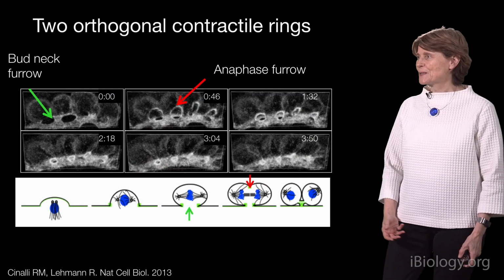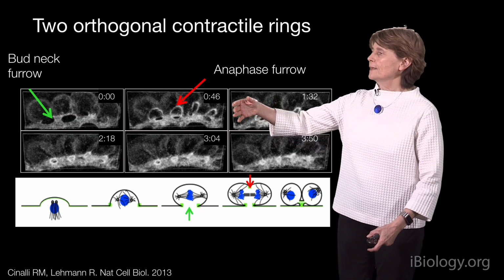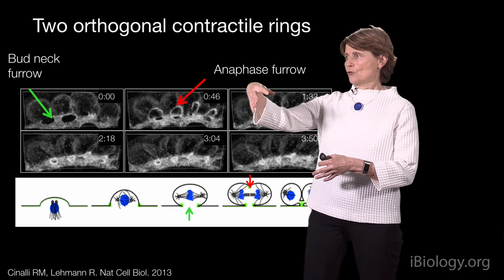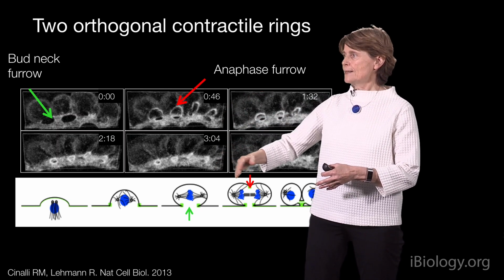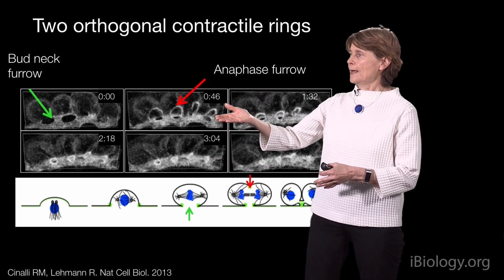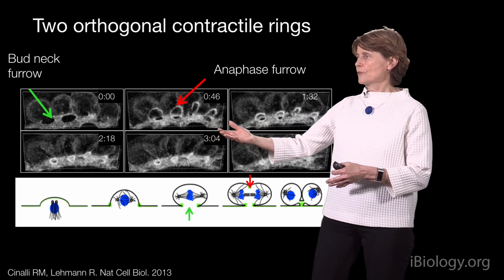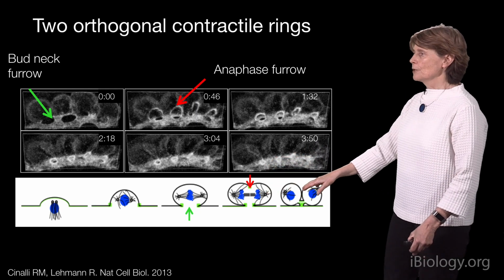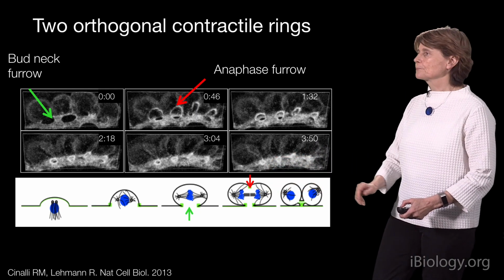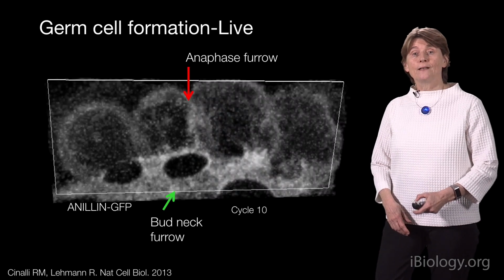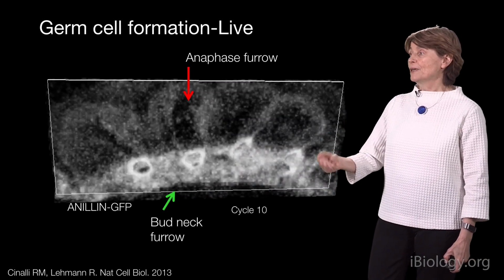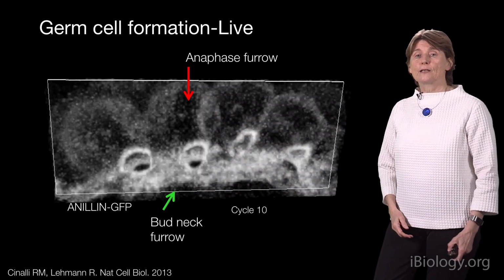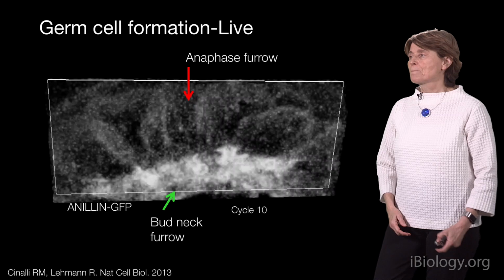Let me describe this process in a still. So we're having the bud neck furrow, which separates the future germ cell from the rest of the embryo. And then we have an anaphase furrow, which leads to the division of the cell. So as a result, we have from one bud 2 primordial germ cells formed. And now I'm going to run the movie again. So now you can see the bud neck constriction and the anaphase. So 2 orthogonal furrows creating 2 primordial germ cells.